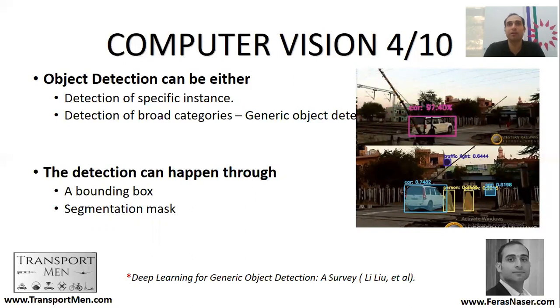In a simple way of saying that, detection can happen through a bounding box or through a segmentation mask. The bounding box is this purple bounding box that is surrounding the car, and the segmentation mask is this blue kind of cloud around the car. So you try to mask every pixel that the object in the image represents.